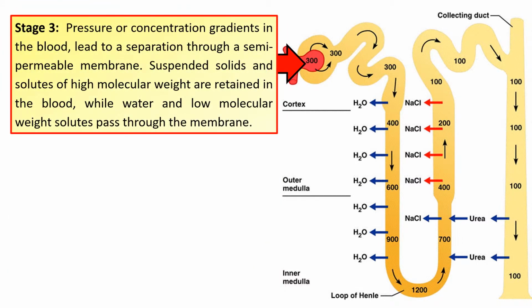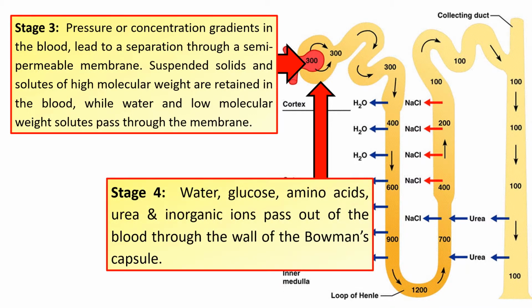The pressure or concentration gradients in the blood lead to separation through a semi-permeable membrane. Suspended solids and solutes of high molecular weight are retained in the blood, while water and low molecular weight solutes pass through the membranes. Water, glucose, amino acids, urea and inorganic ions pass out of the blood through the wall into the Bowman's capsule.